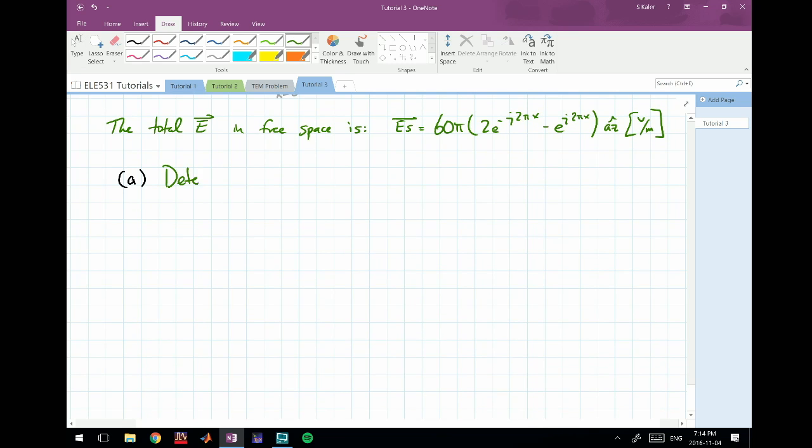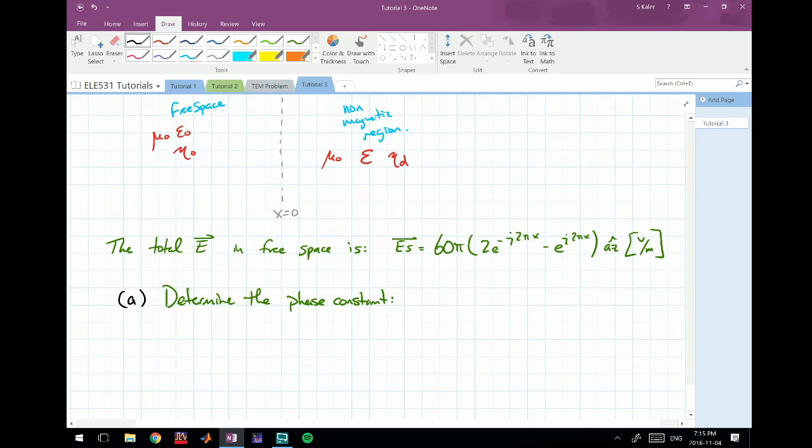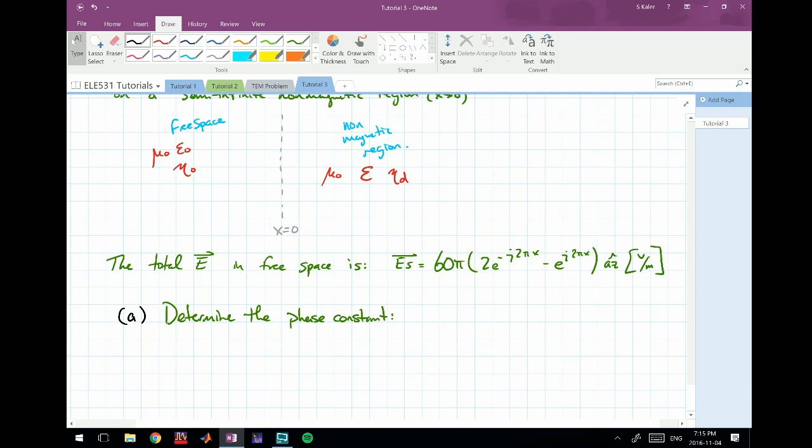A. Determine the phase constant. What's the phase constant? You should know that. You should definitely know that. You don't have to indicate it, but we can call this beta naught and this beta D. It's a good question. You don't have to really draw the diagram. I'm just doing it so we know what's going on. It's nice to organize it that way, so that you can see it.